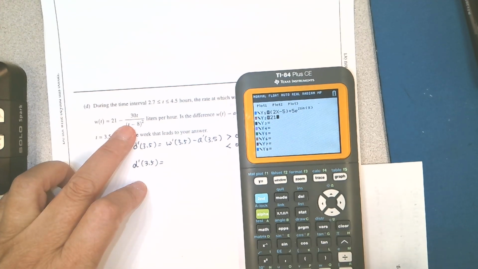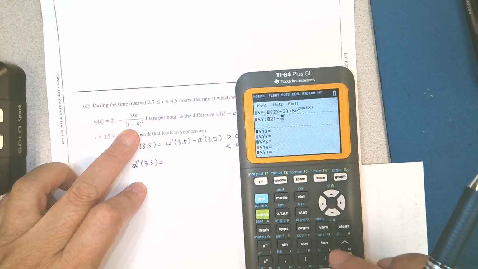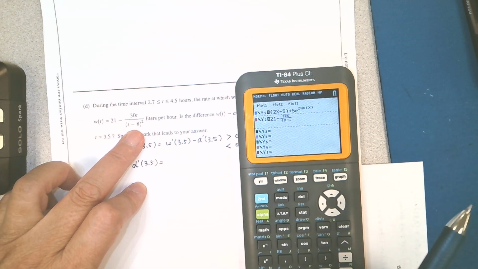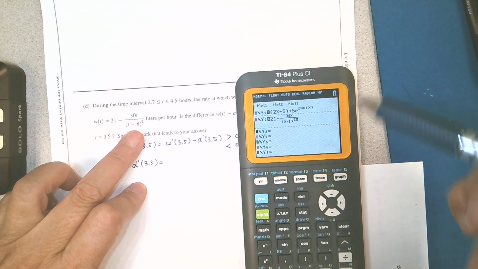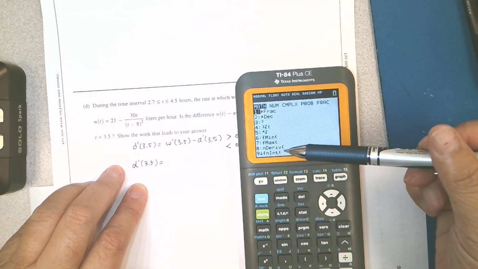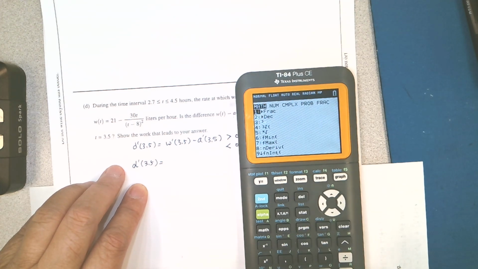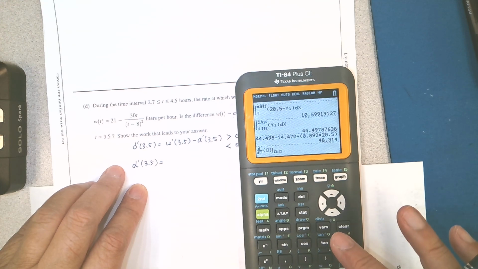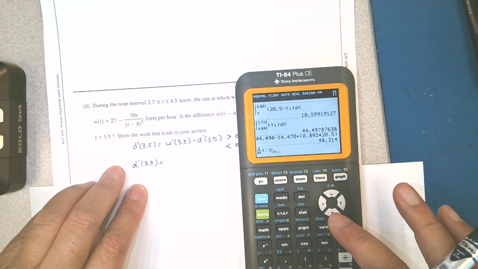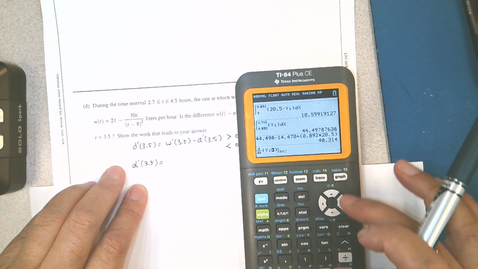I put 21 minus math fraction 30x divided by (x minus 8) raised to the power of 2. Alright, so now we go to math, nDeriv, the derivative, which is 8, dx, and then it'll be y. W is Y2, so go alpha, trace, and it's Y2, and dx.